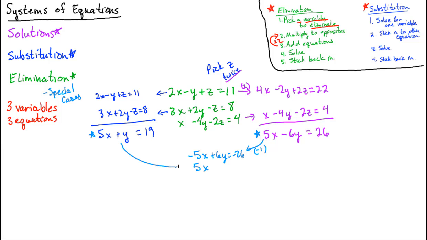Let's bring him right down here into the middle. 5x plus y equals 19. See how we did it so that the 5x and the negative 5x would eliminate? Indeed. Negative 5x is gone. 7y equals negative 7. Divide by 7, we get y equals a negative 1. So notice how that worked.